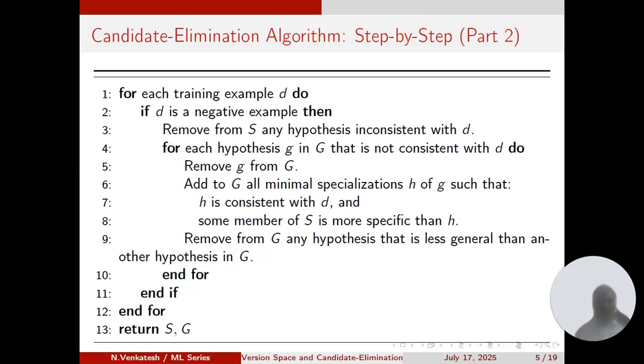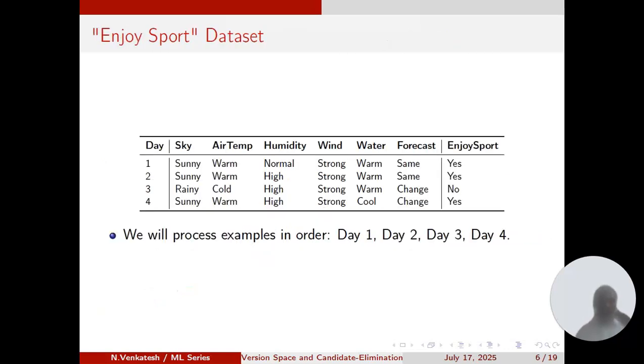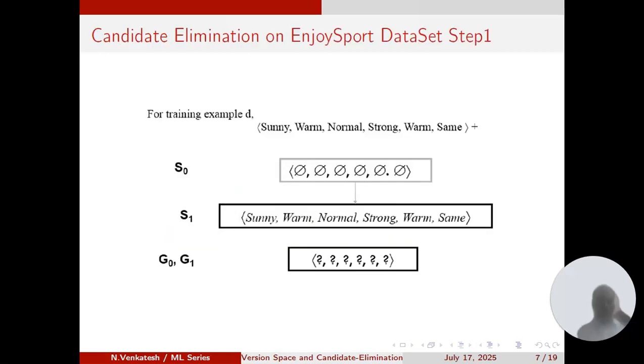Now we will try to understand this on an example, the Enjoy Sport data set. This data set has 4 examples. The third example is the negative example. The remaining are all positive examples. So we will be processing in this order: 1, 2, 3, 4. First, for the first example, as we know, initially your S is all phi's and G is all question marks. All question marks is consistent with the example because it says that for any value it is true, even for sunny, warm, normal, strong, warm, same.